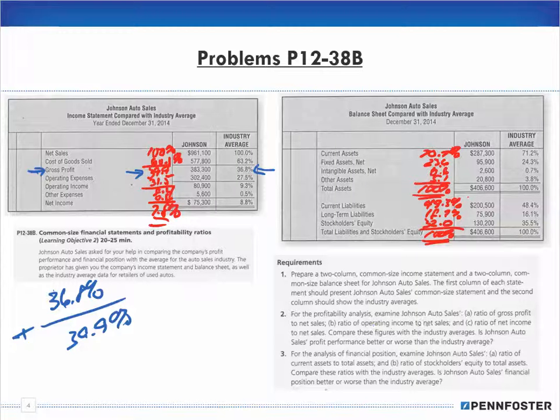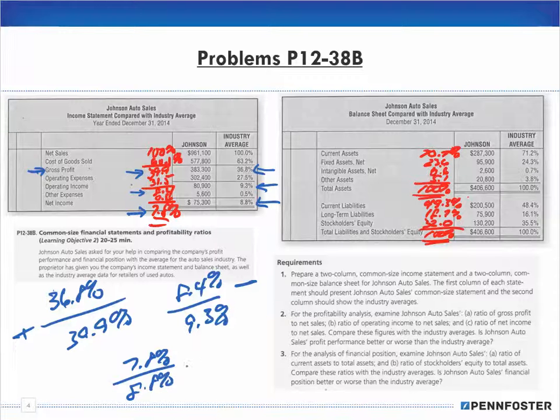But the ratio of operating income to net sales: my operating income of 8.4% compared to the industry average of 9.3. That's not so good. That's less compared to the industry average. And the ratio of net income to net sales: my net income here is 7.8, and the industry average is 8.8. So that's a negative. So compare these figures with the industry average. Is Johnson's Auto Sales' profit performance better or worse than the industry average?